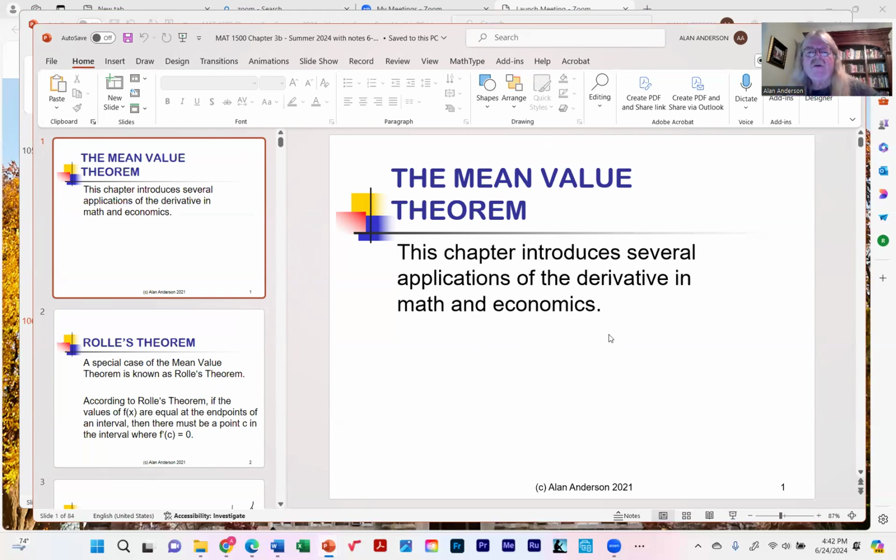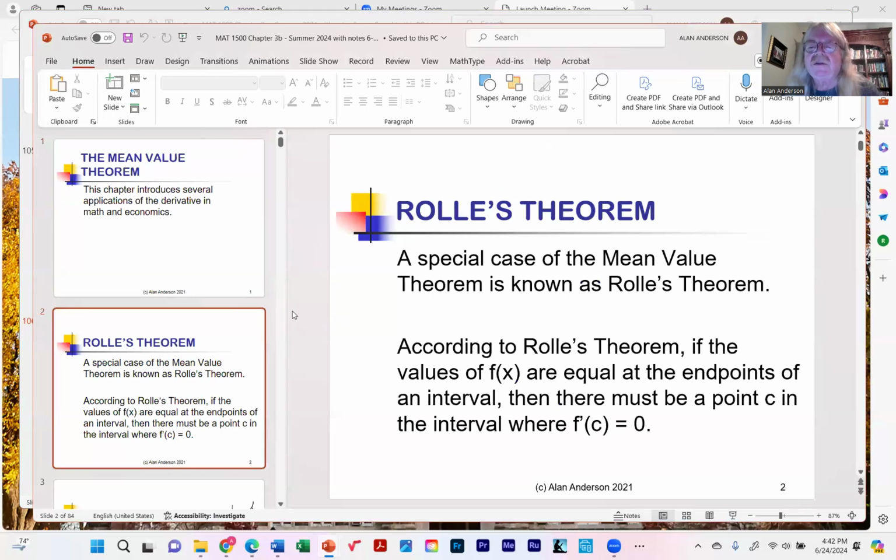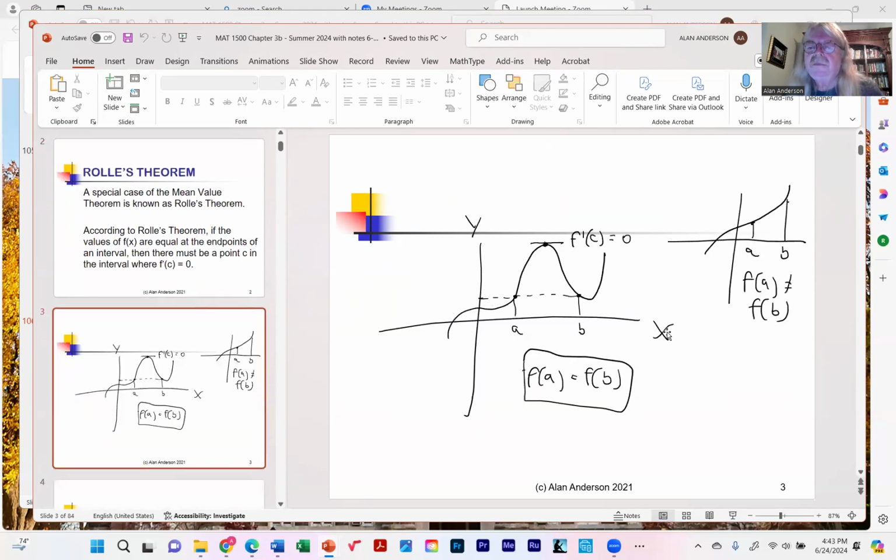All right. Anyway, so the mean value theorem is the topic here, but we're going to start with something called Rolle's theorem, which basically says if the f of x values are equal at the two endpoints, there must be a critical point in the center.